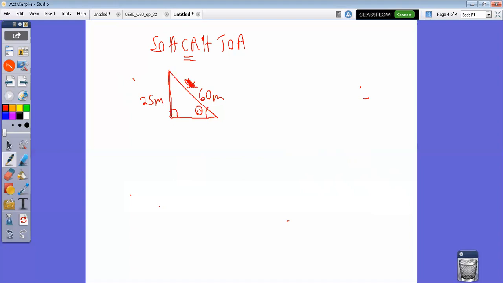So what formula? Sine, cos, or tan? Figure out what formula quickly first. Sine. That's correct. Because we are given the longest side, then this side is opposite the angle. So OH is sine. So it means sine theta is equal to opposite, which is 25, over the longest side, 60, like this. Then it means theta is equal to arc sine. You can do that, don't have to wait for me.